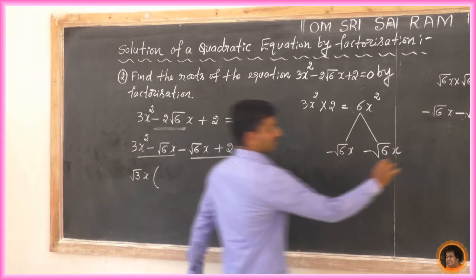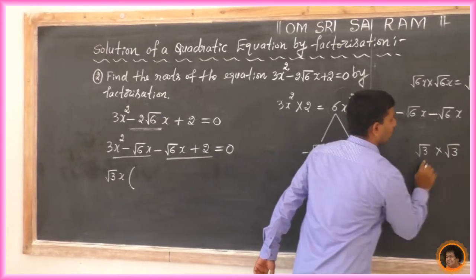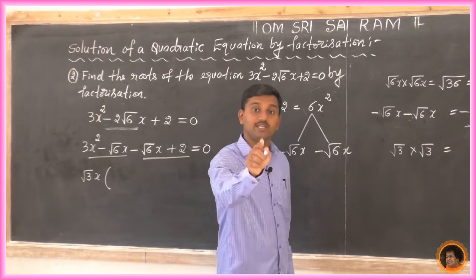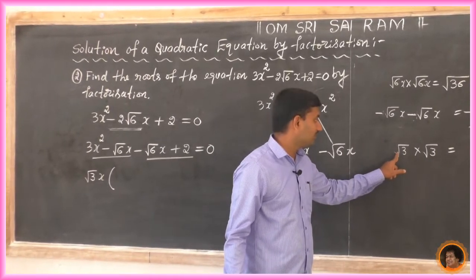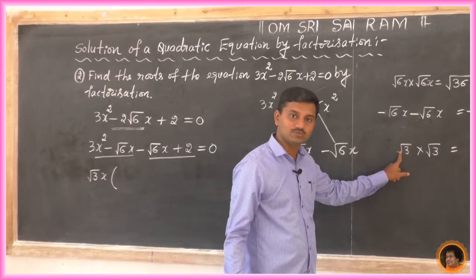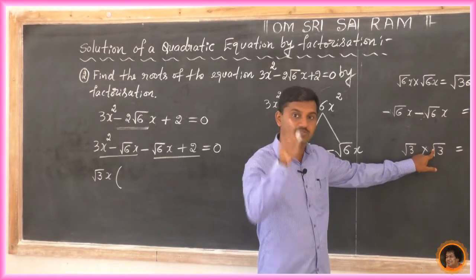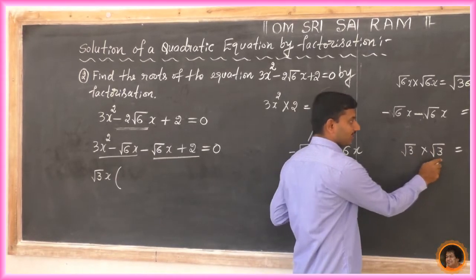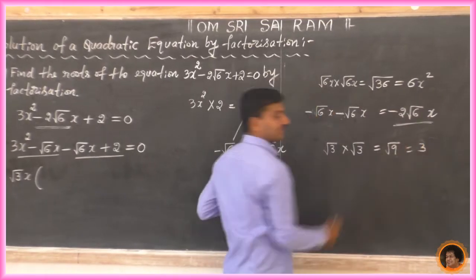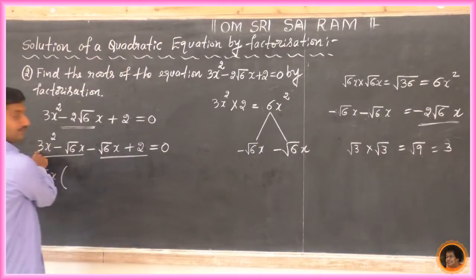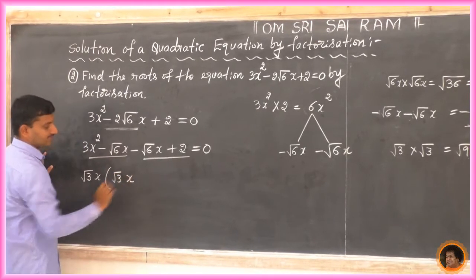Now just look at here. Root 3 into root 3, multiplication of the surds, like surds. So here the order is 2, here also the order is 2. Order and radicand must be the same. So root 3 into root 3 is root 9. The square root of 9 is 3. So we get 3. Correct? So therefore root 3x is the factor.